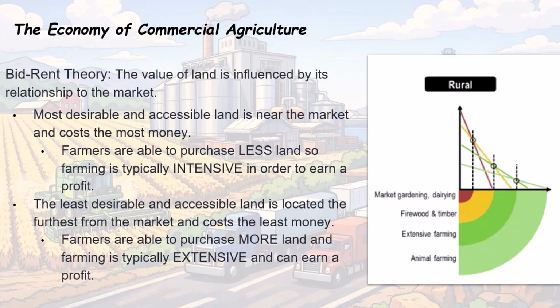That graph? It's showing how different types of farming bid for land based on distance from the market. The highest value activities stay closest. The lower value, land-heavy activities spread outward. Distance from the market shapes agricultural patterns. Land value drives farming intensity. Economics literally maps the landscape. And once you see that, you can't unsee it.